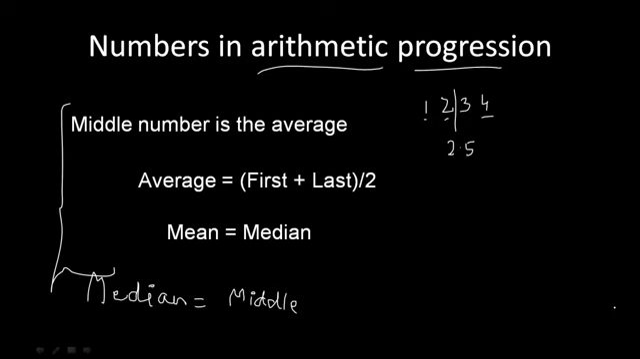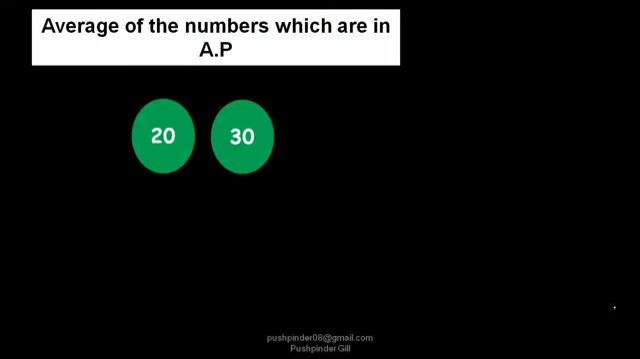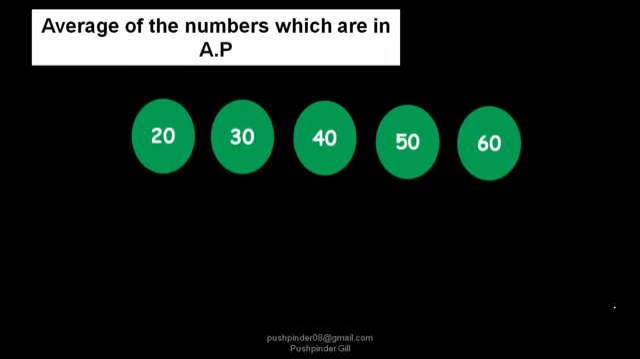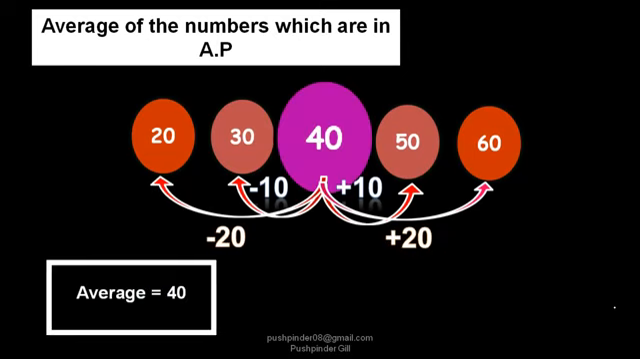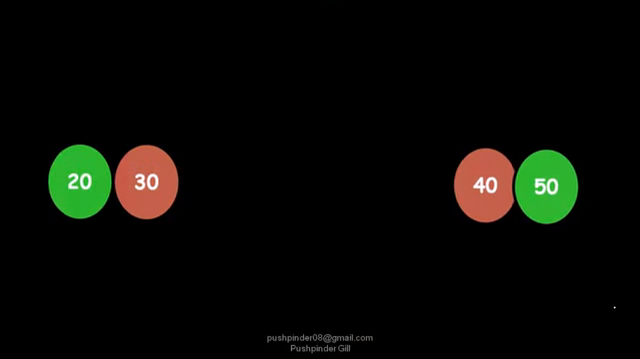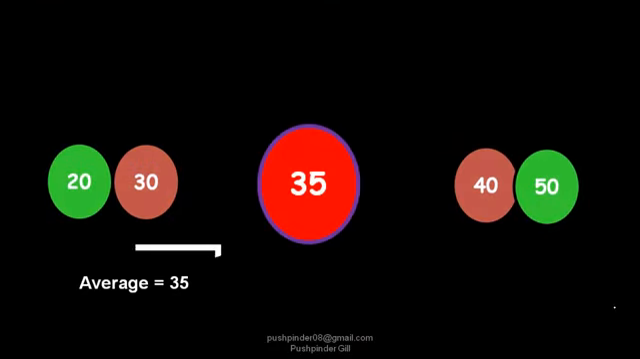Let me show you how. Okay, so the average of numbers which are in arithmetic progression. Let me just elaborate it once again. Now you tell me what is the average of these numbers. I hear 40, isn't it? 40 is the average because it keeps on cancelling out each other, right? Great, let's move on. Okay, what is the average here? Middle number, 35. Great.